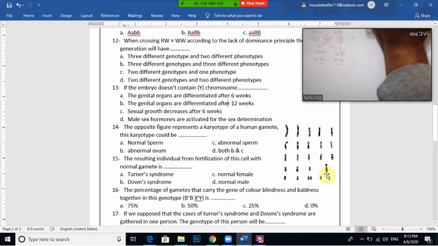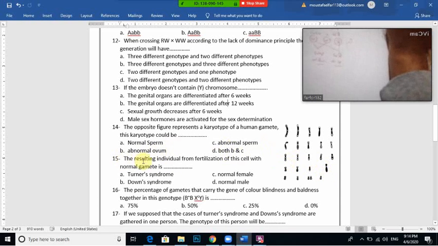Abnormal ovum or abnormal sperm, because it contains X chromosome. We knew that the ovum has one X chromosome, and the sperm could have one X chromosome or one Y chromosome. So the answer here will be both B and C. Abnormal ovum or abnormal sperm.